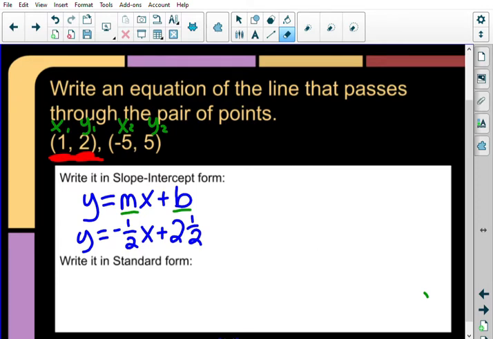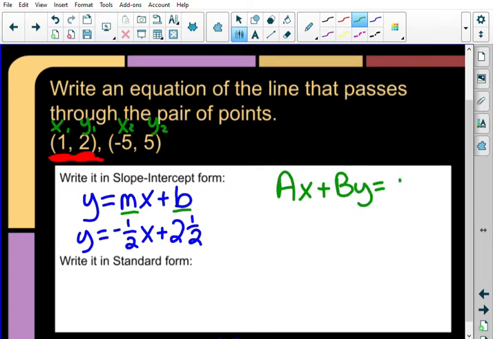Okay. Now we also have to write this in standard form. And if you remember, standard form has some rules, and it is set up like this: ax plus by equals c.